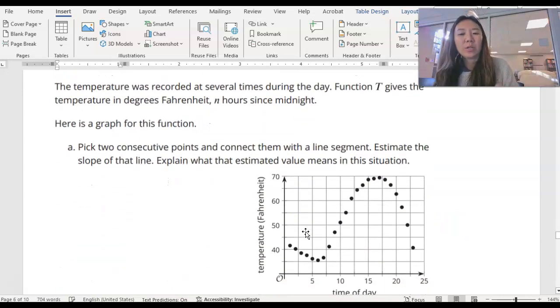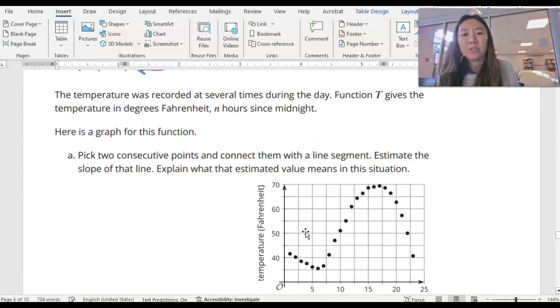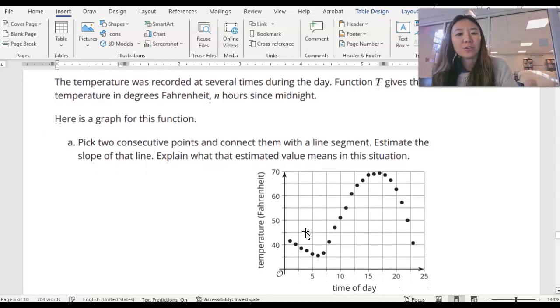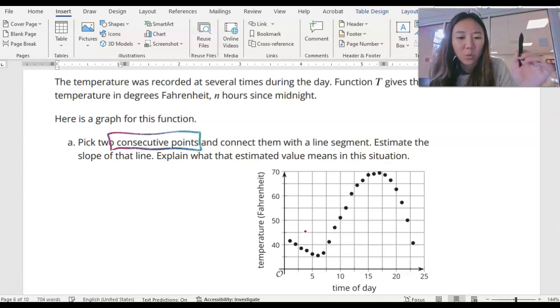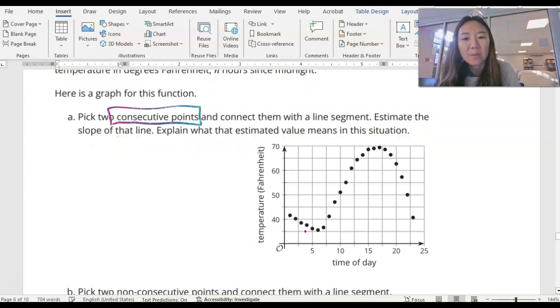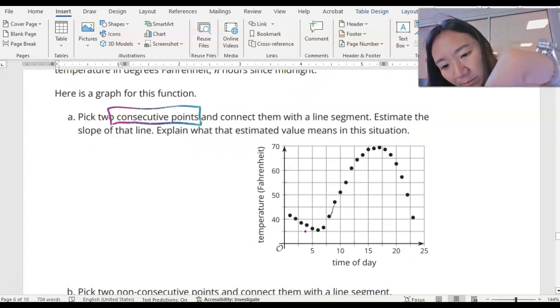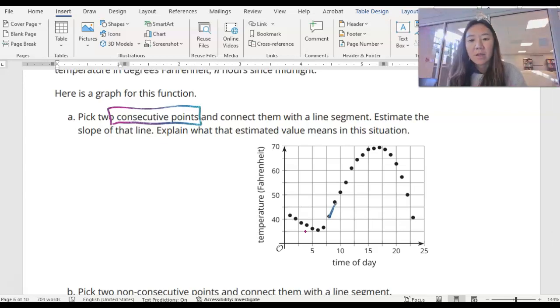The temperature was recorded, so this is a review, several times during the day. Function T gives the temperature in degrees Fahrenheit and hours since midnight. Here is a graph of the function. Pick 2 consecutive points, consecutive means one after the other, and connect them with a line segment. So I'm going to pick this point right here. Getting real close there, okay, because they're one right after the other, and it'll be relatively easy for me to.